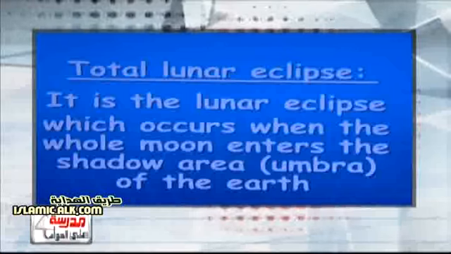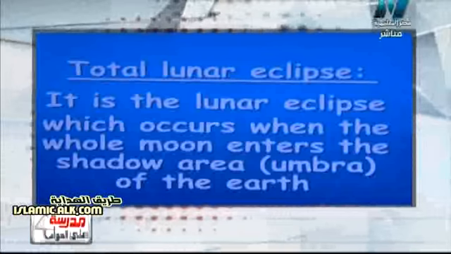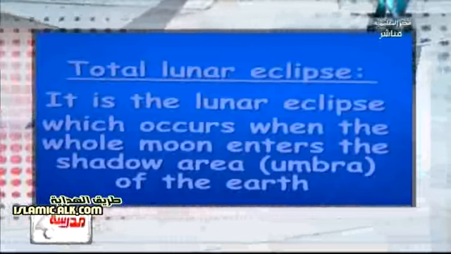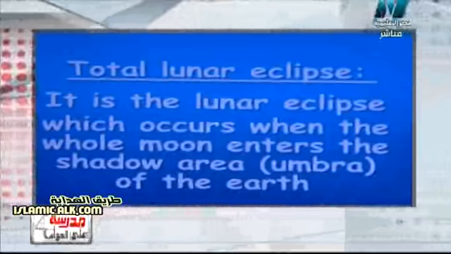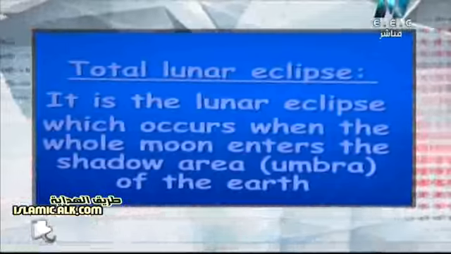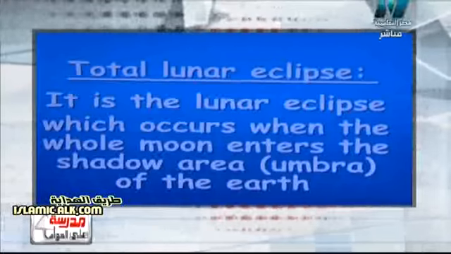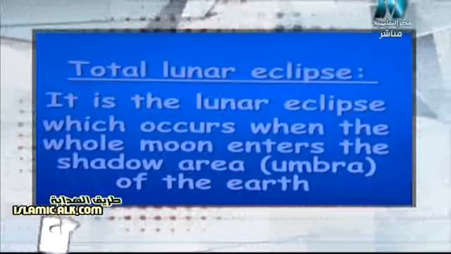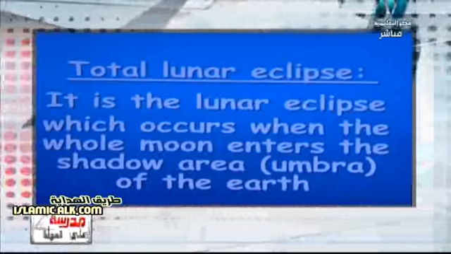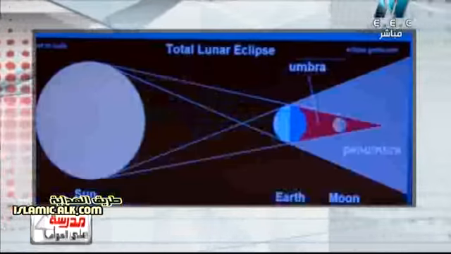Total lunar eclipse is a type of lunar eclipse which occurs when the whole moon enters the shadow area or the umbra area of the earth. So again, what about total lunar eclipse? It's a type of lunar eclipse which occurs when the whole moon enters the shadow area or the umbra area of the earth. So here I have an image for this phenomenon.